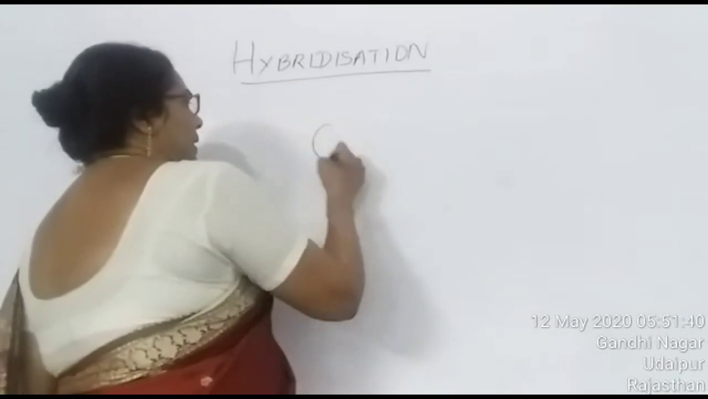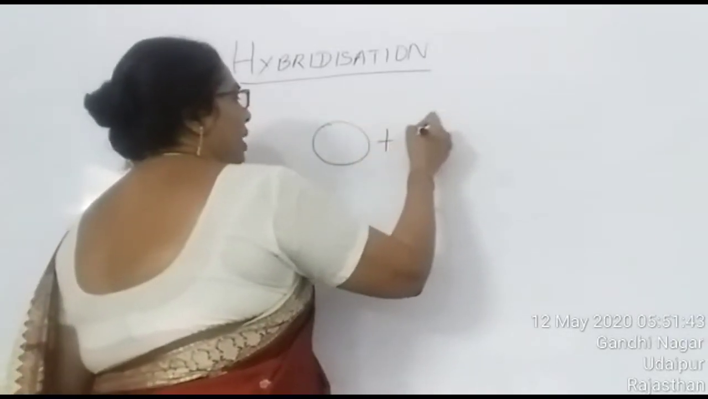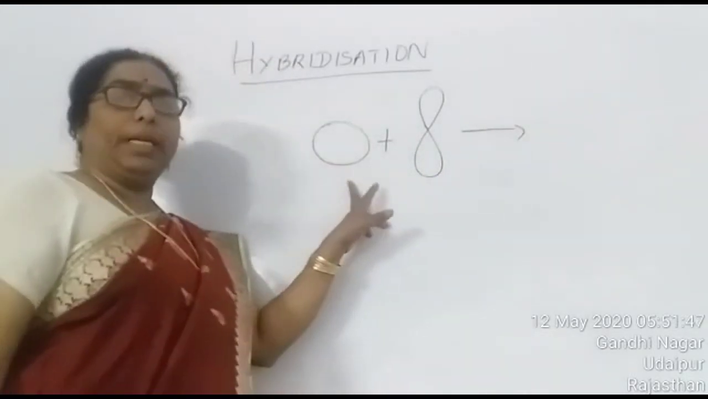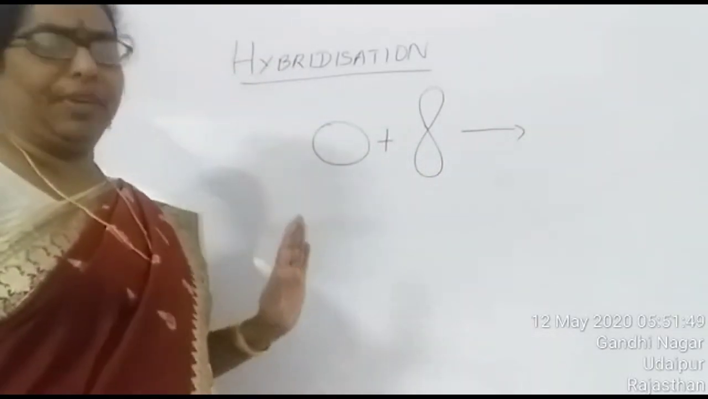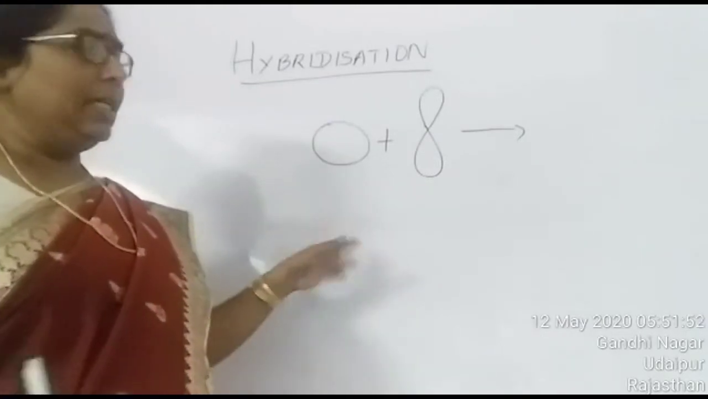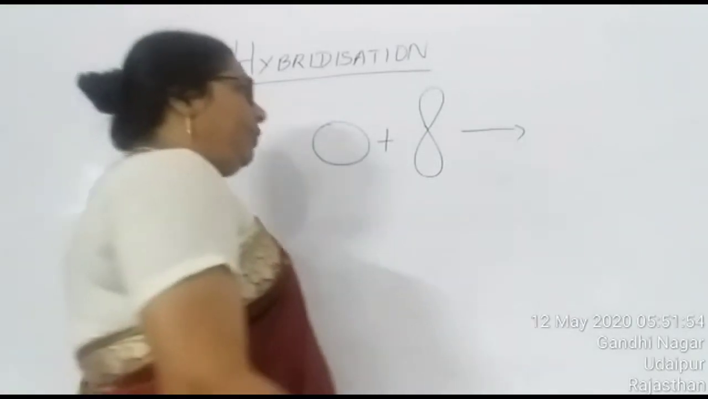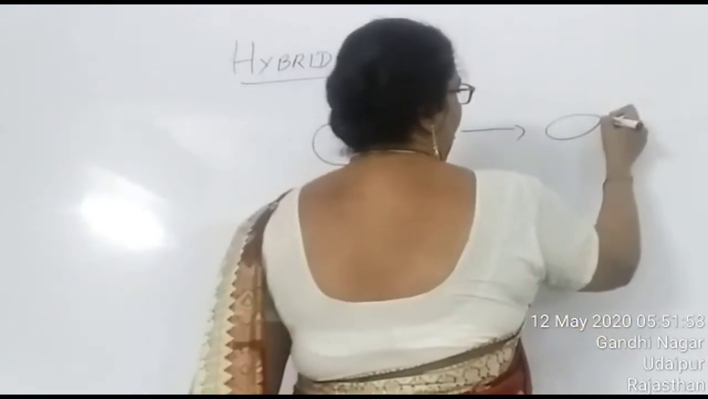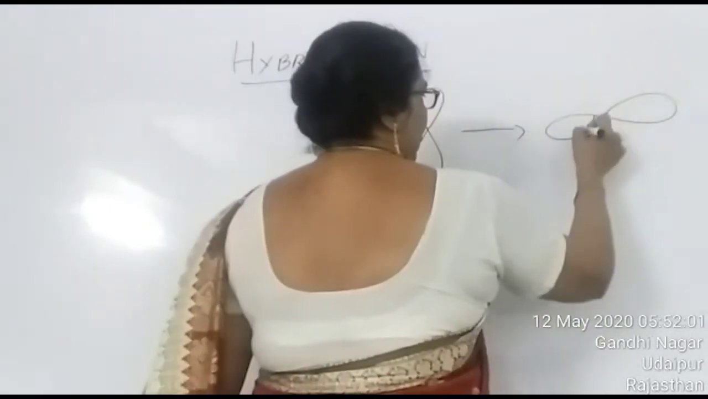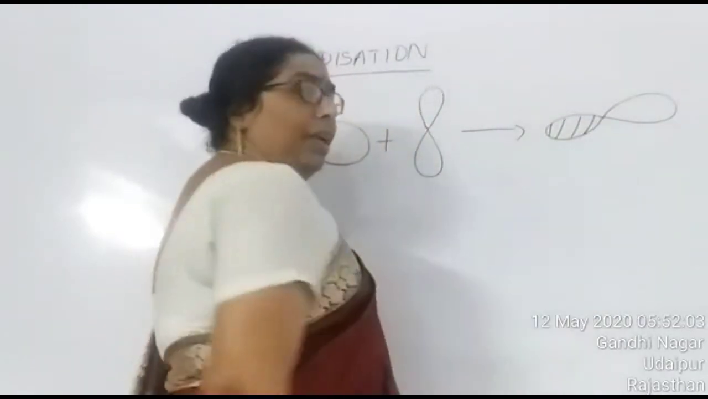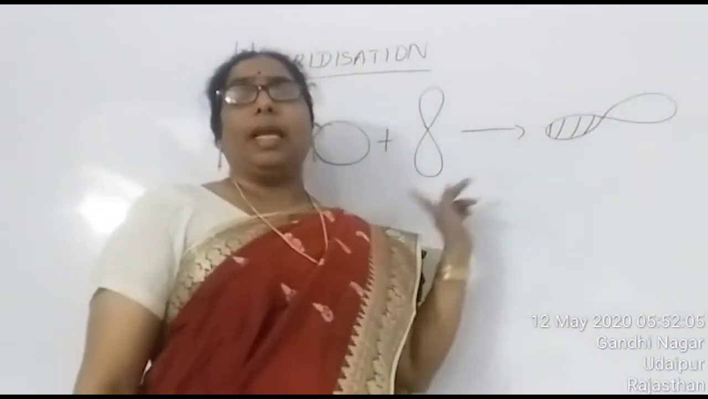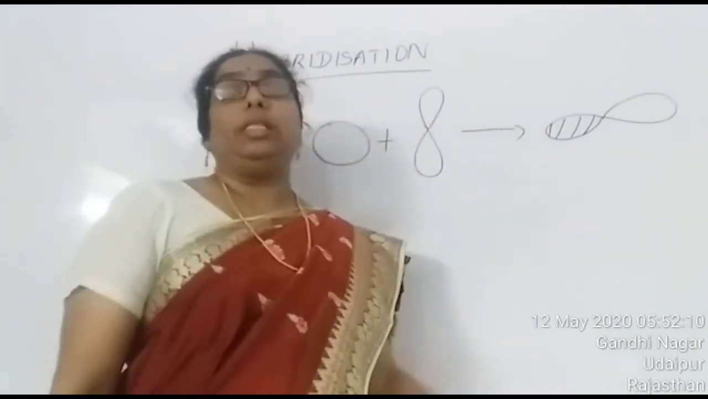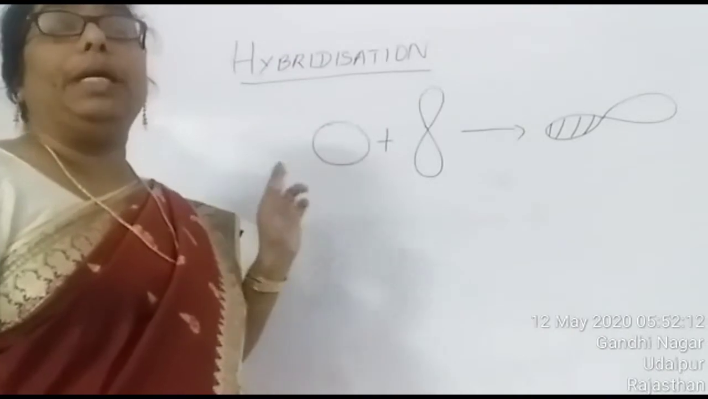For example, consider an s orbital combining with a p orbital. You can see that the shapes of the s orbital and p orbital are completely different. When these two orbitals overlap each other, you will get two other orbitals, this is the first one and this is the other one. These are two different orbitals. They look neither like an s orbital nor like a p orbital. This particular process is termed hybridization.